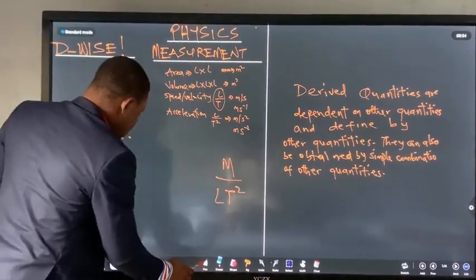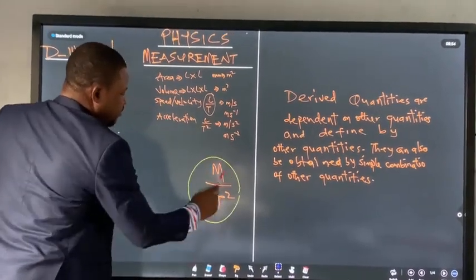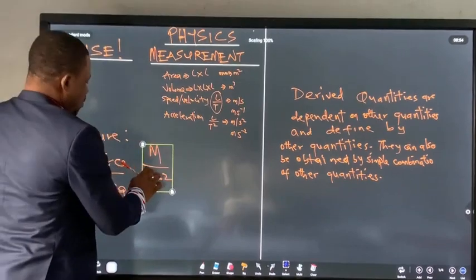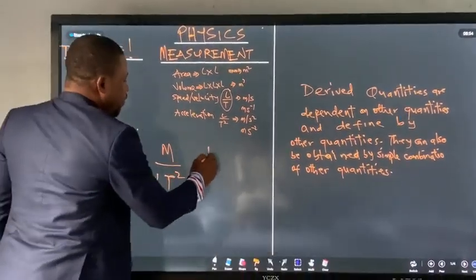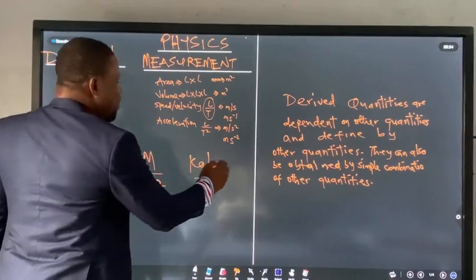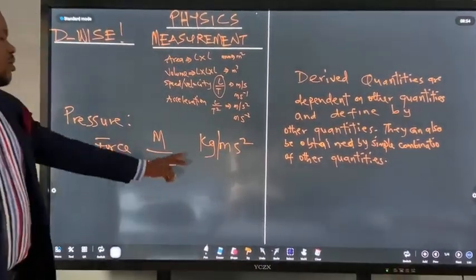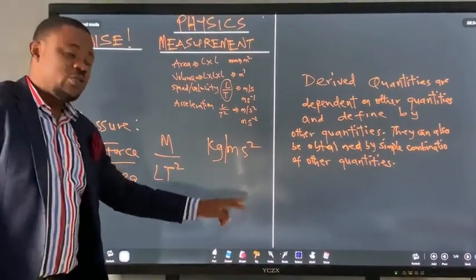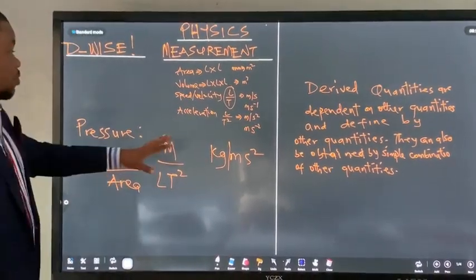The unit of force from here can be said to be kilogram per meter per second squared. The unit of pressure, kilogram per meter per second squared. Kilogram per meter per second squared.